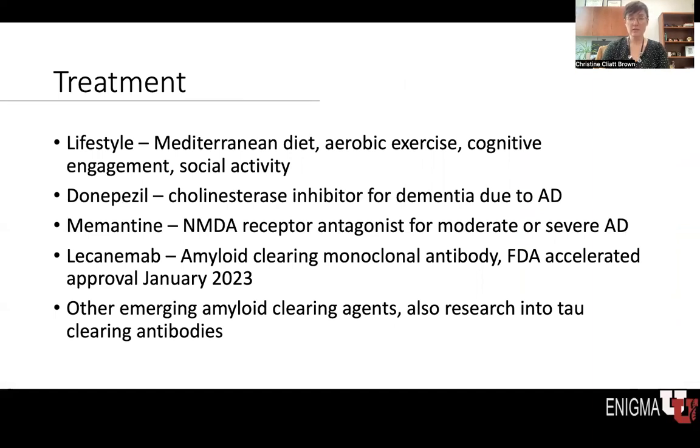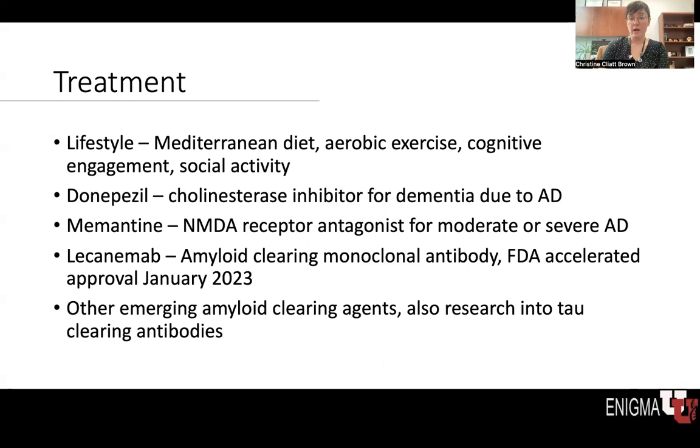When it comes to medications, the mainstay of treatment of Alzheimer's disease for quite some time has been something called donepezil or Aricept. This is a cholinesterase inhibitor that's indicated for use in dementia due to Alzheimer's disease. This medication doesn't stop or slow down what's going on in the brain, but it can help to mildly slow down decline on cognitive testing. Memantine is more of a symptomatic treatment. This is an NMDA receptor antagonist that's indicated for moderate or severe dementia due to Alzheimer's disease.